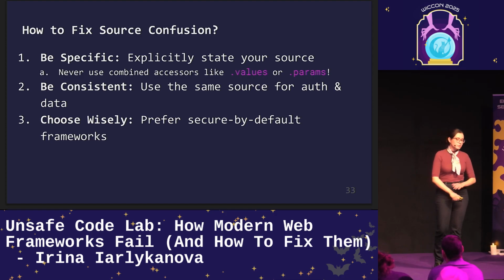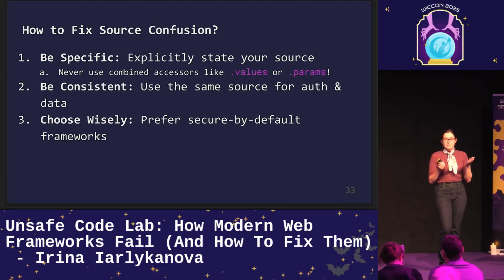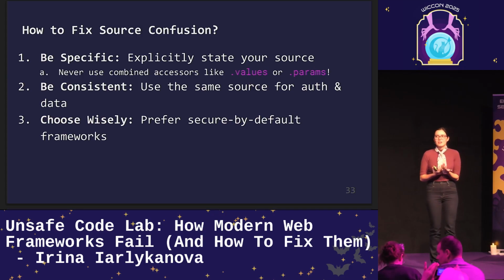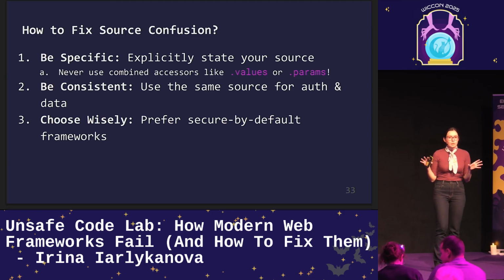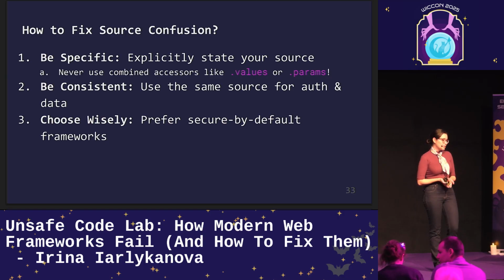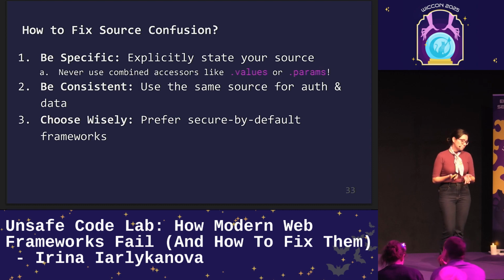So let's talk about fixing source confusion. My advice would be to always try to have a single source of truth. Try not to use these methods that combine different sources. But if you cannot prevent it from happening, like it's already there, try to be consistent with your implementation, and of course, just try to be consistent.